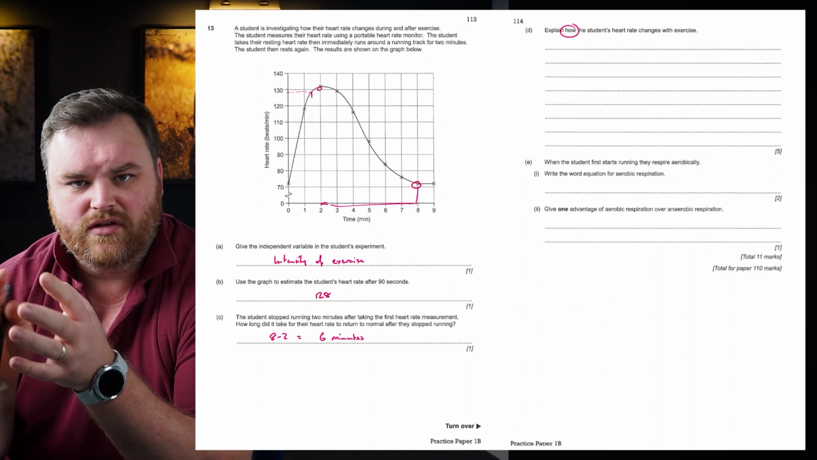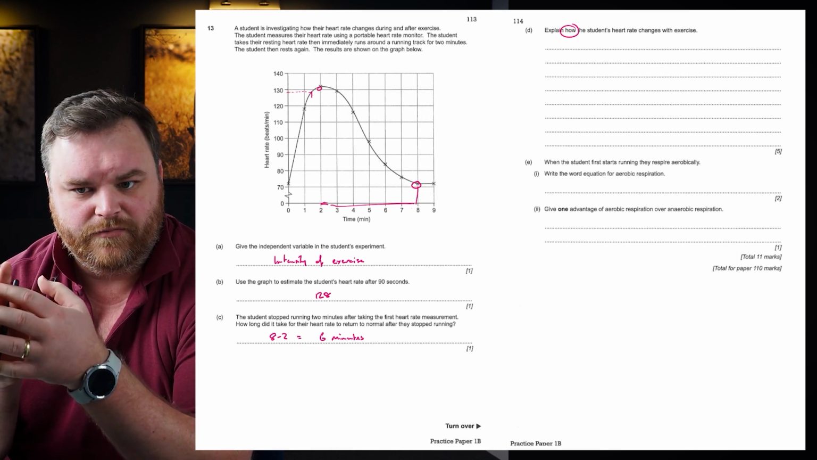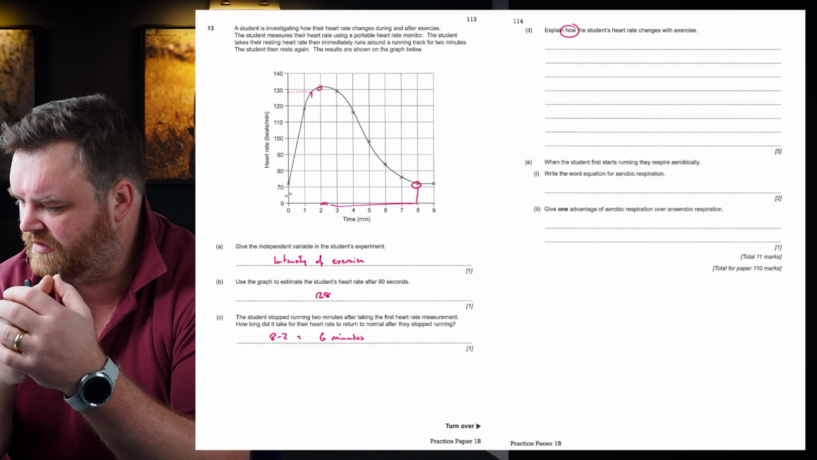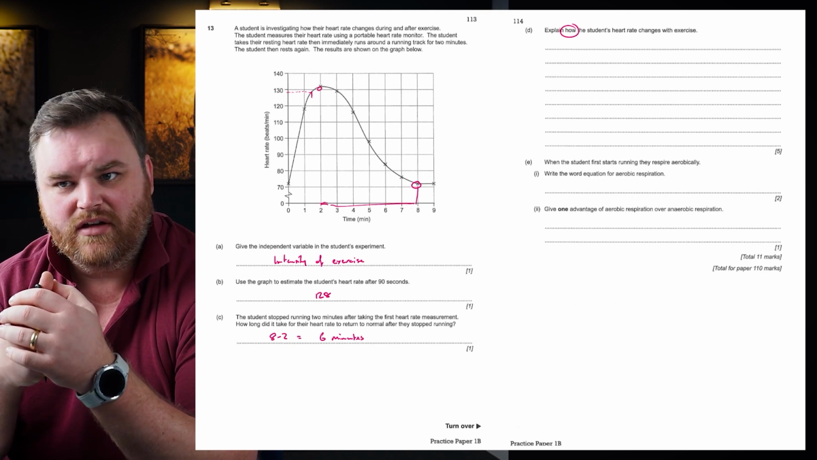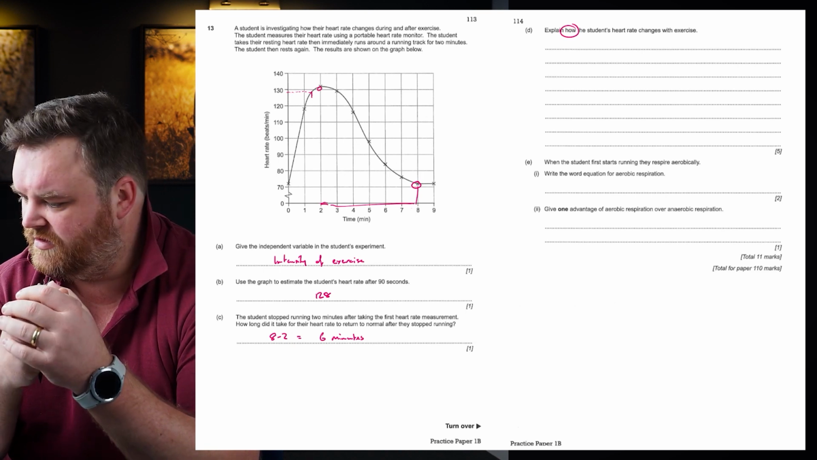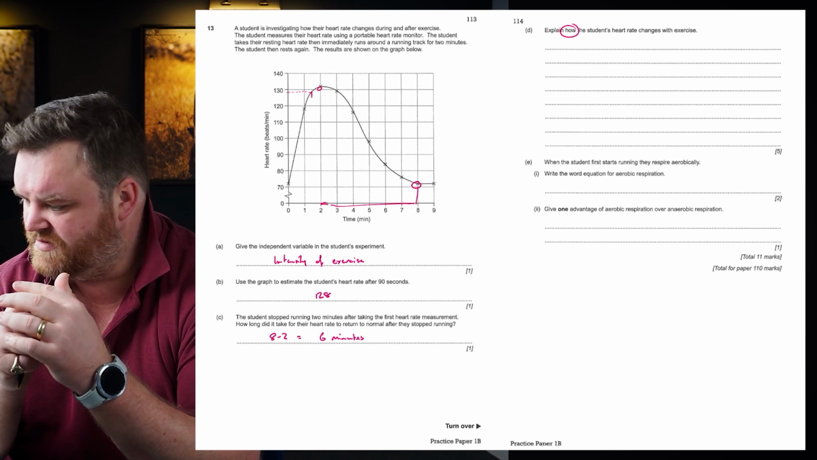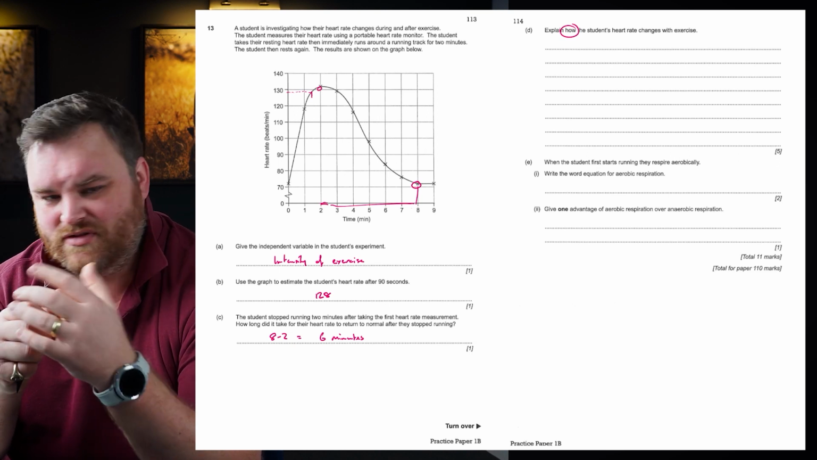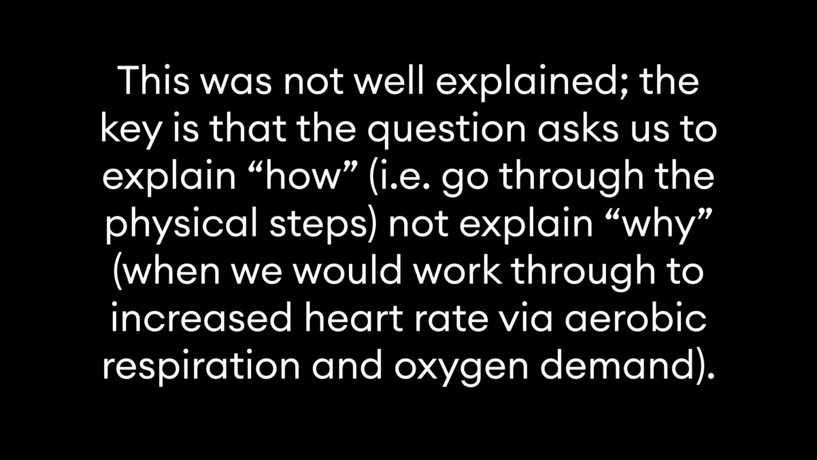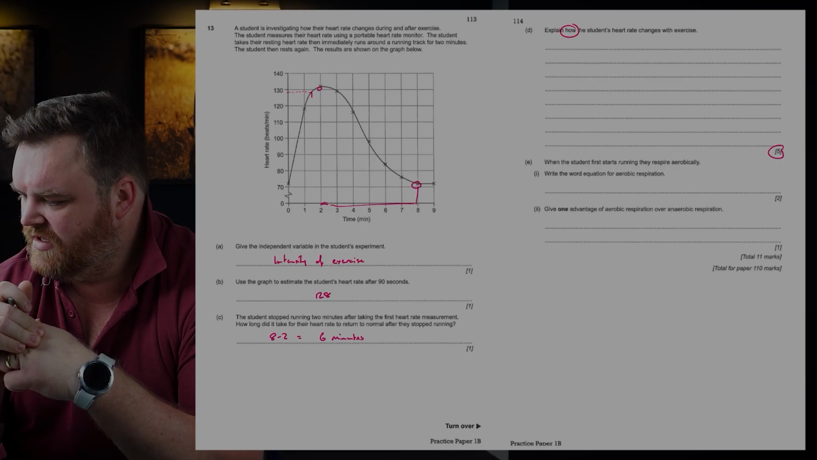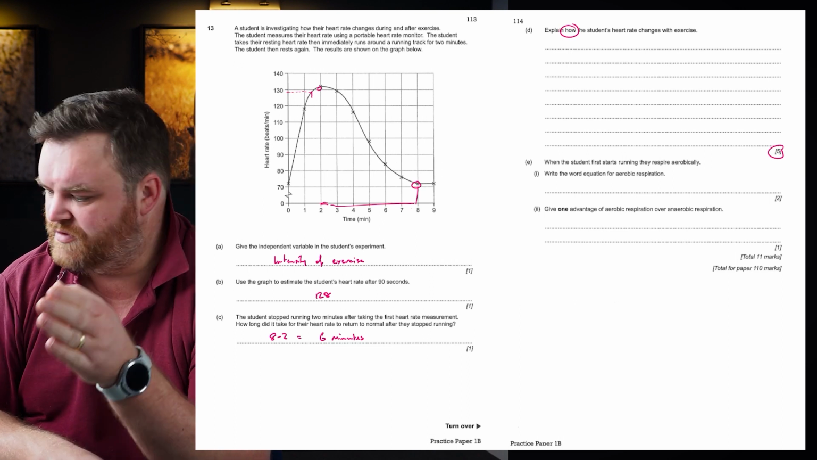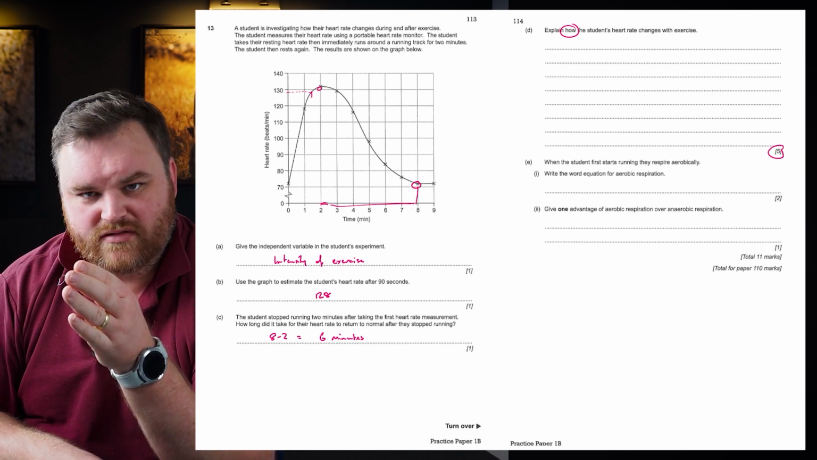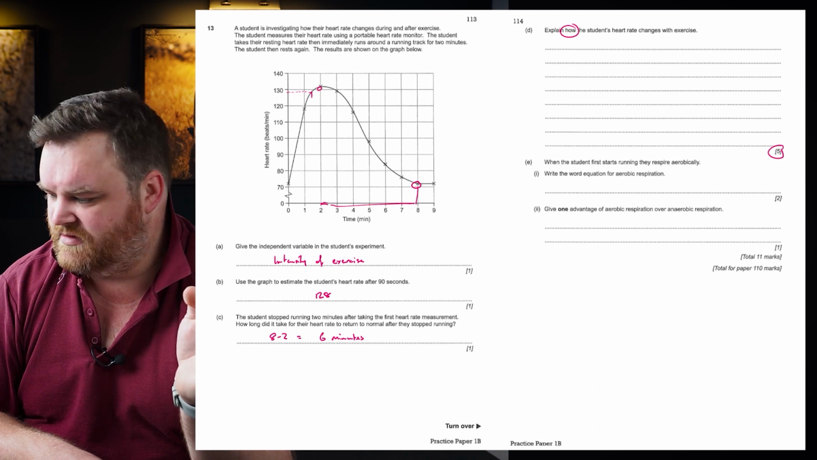The temptation here is to go down a sort of an oxygen route, and that nice classic answer about having less oxygen in the tissues and therefore increasing heart rate. But actually, we need to put some detail in there. So we've got to get the stages in here between the beginning of the exercise and the increase in the heart rate.